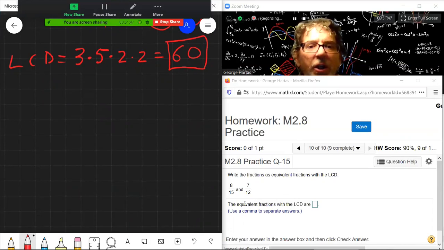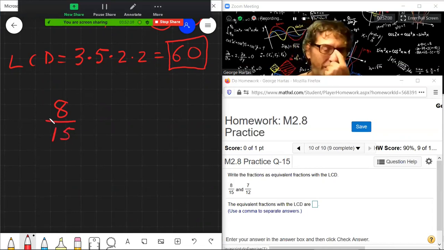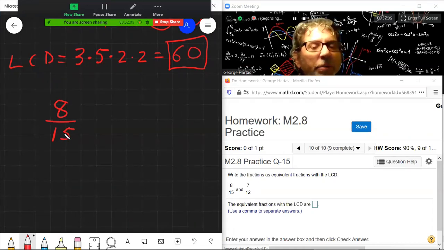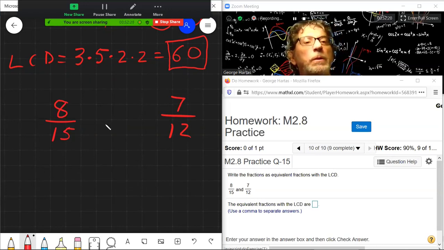It says use equivalent fractions. What does that mean? So let's take the 8/15 here. Here's what that means. Now, remember, this is the lowest common denominator between 15 and 12, right? The 60 is the lowest number that 15 divides into and 12 divides into. So 60 is the lowest common denominator.